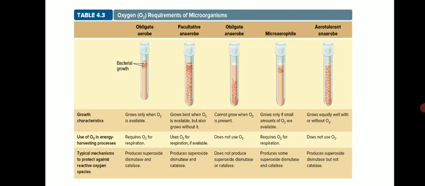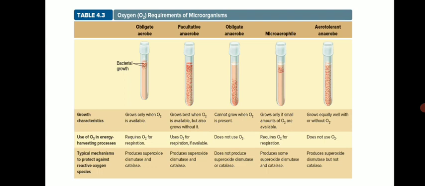Depending upon oxygen requirement, there are different categories of microbes. It includes obligate aerobes, then facultative anaerobes, then obligate anaerobes, then microaerophiles and aerotolerant anaerobes. So in the case of obligate aerobes, they grow only when O2 is available, and they require O2 for their normal respiration, and they produce superoxide dismutase as well as catalase enzyme. So obligate aerobes require the strict presence of oxygen, and in the presence of oxygen they can grow.